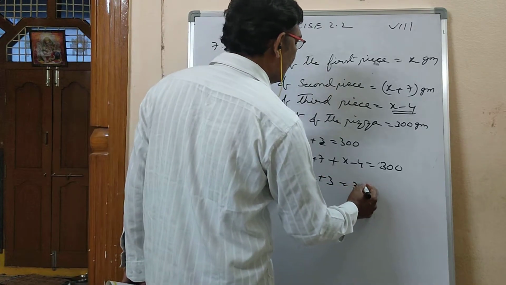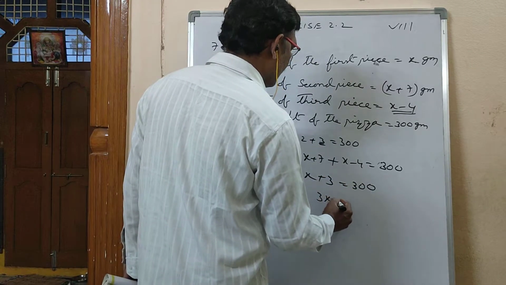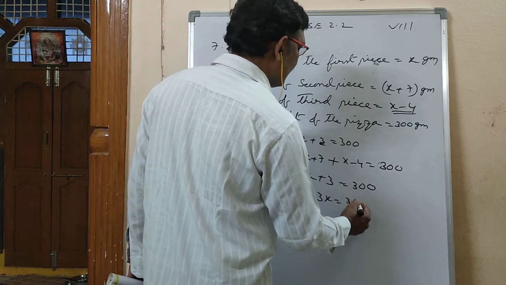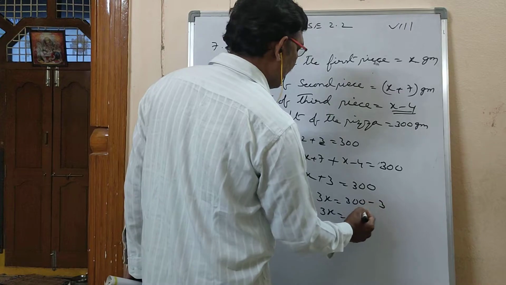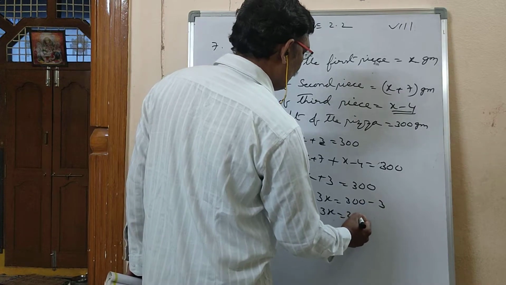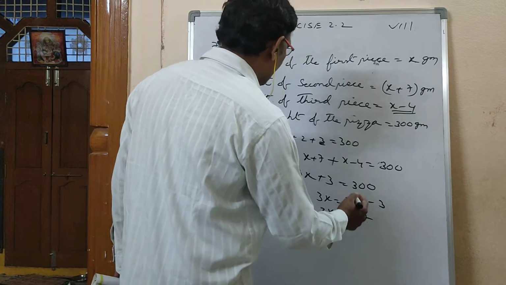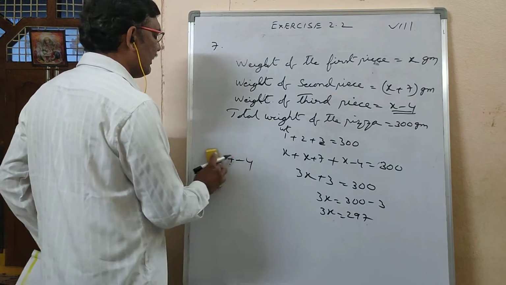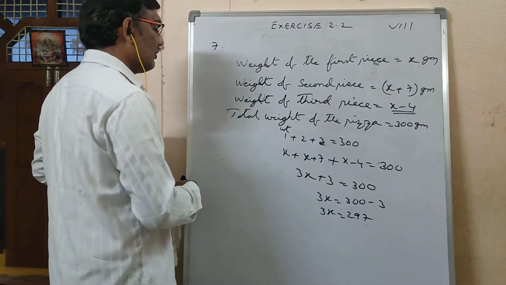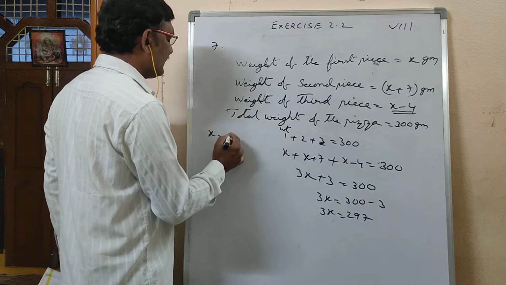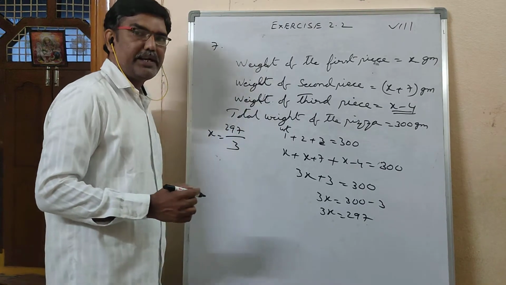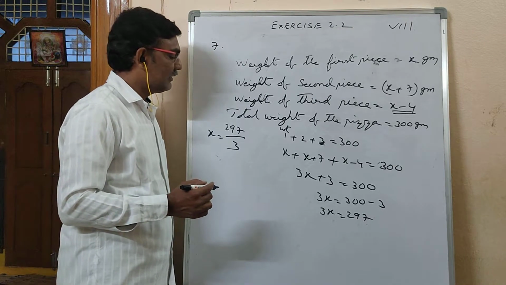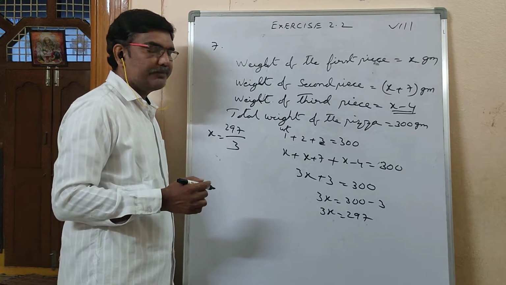Is equal to how much here? 300. Plus 3 take to that side. 300 minus 3. From 300 if you subtract 3, you get 297. 3x is equal to 297, means x is equal to 297 by 3. Divisibility rule of 3. What is the divisibility rule of 3?